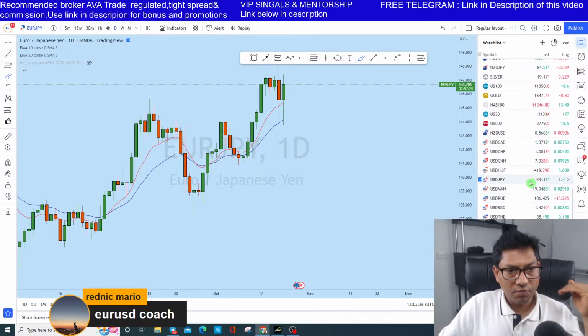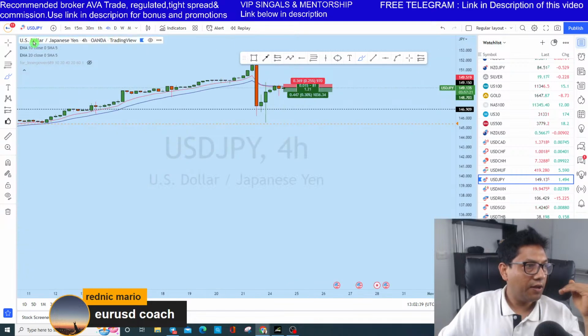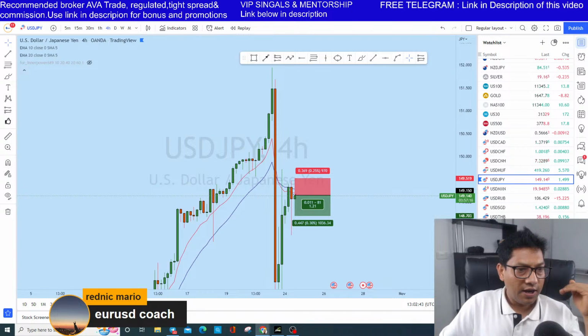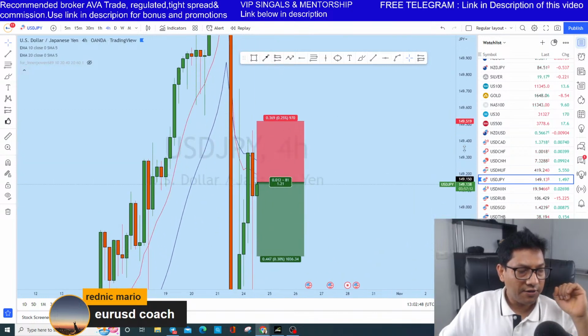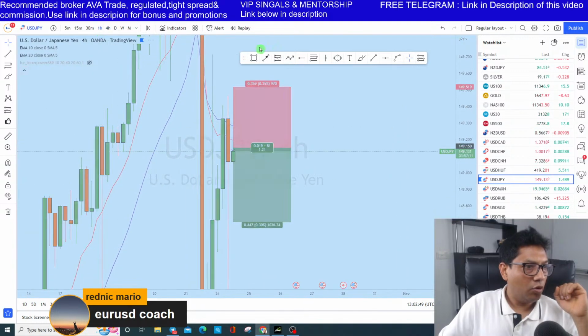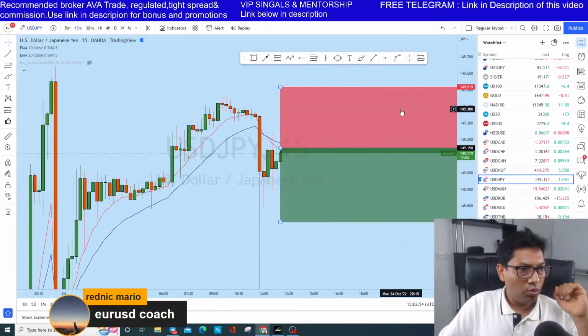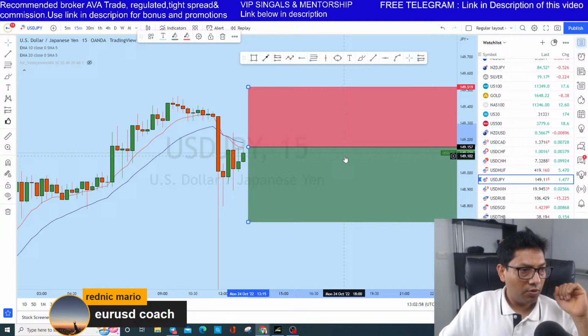Okay, now dollar yen, let me look again at what's happening. You see that a candle has closed on dollar yen, and after the candle close we have seen a little movement to the upside. But if we look at the 15 minutes chart, we see the price action forming.